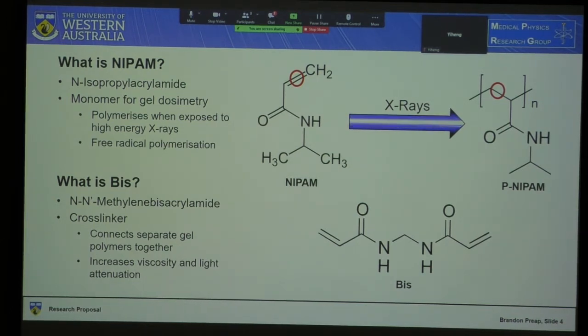And next is BIS. BIS is short for N,N'-Methylenebisacrylamide, and it's a cross-linker which connects 2 different polymer chains together, which increases the viscosity and the light attenuation after being irradiated. It does this by connecting the 2 double bonds at the end over here.